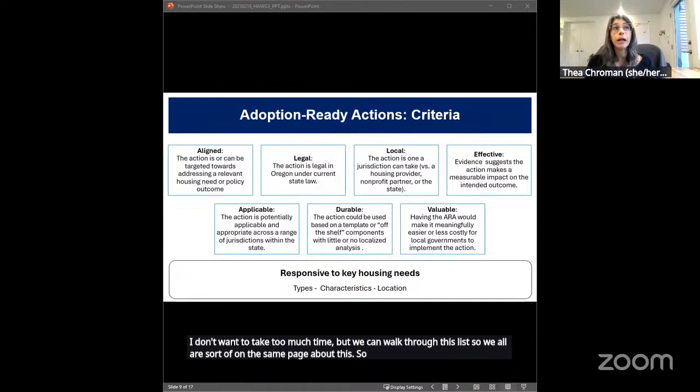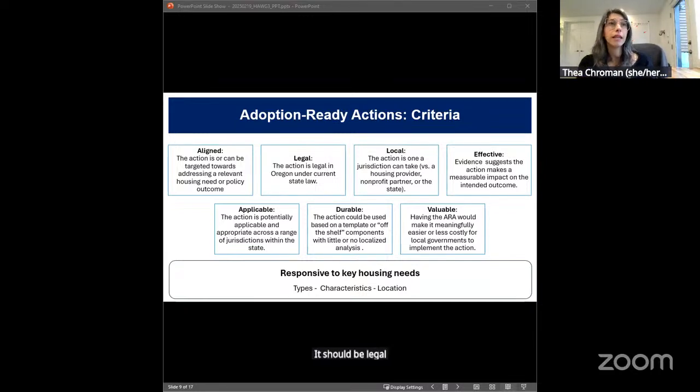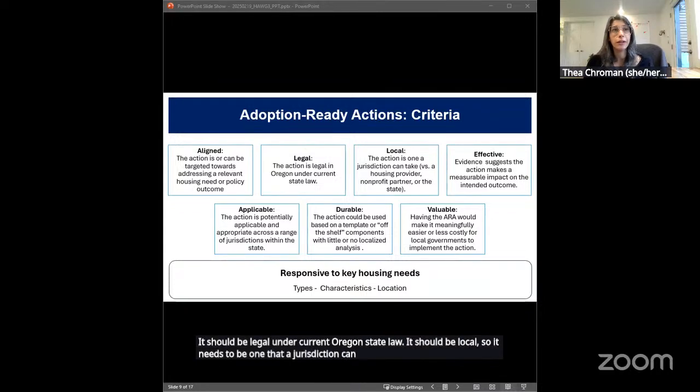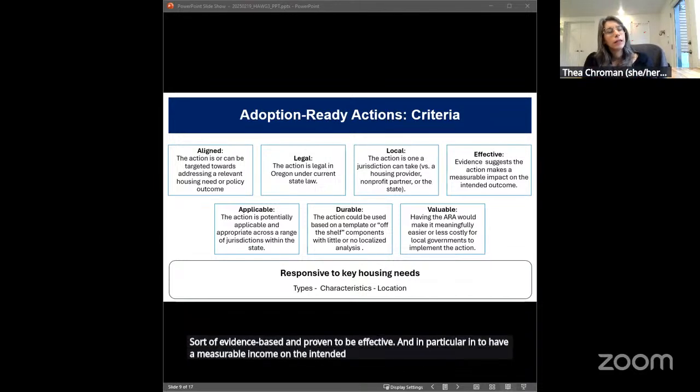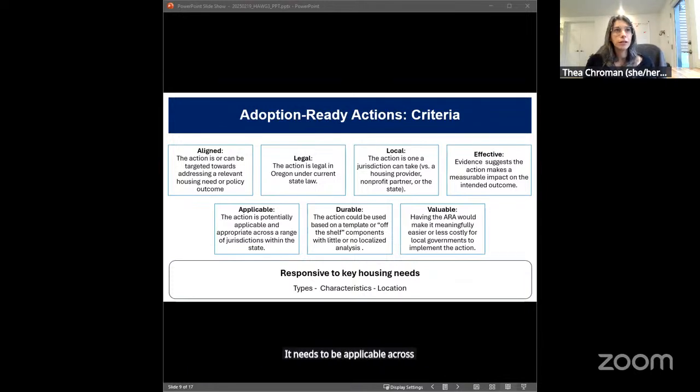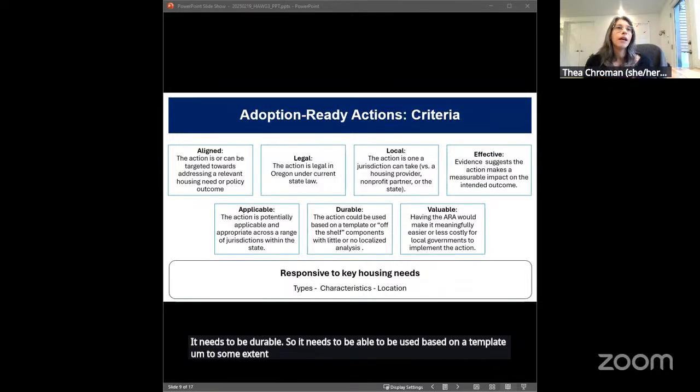So an adoption-ready action should be aligned, in that the action is or can be targeted toward addressing a relevant housing need or a policy outcome. It should be legal under current Oregon state law. It should be local, so it needs to be one that a jurisdiction can take action on, as opposed to the state or a developer. It should be evidence-based and proven to be effective, and in particular, to have a measurable impact on the intended outcome. It needs to be applicable across a wide range of jurisdictions throughout Oregon. It needs to be durable, so it needs to be able to be used based on a template, at least to some extent.